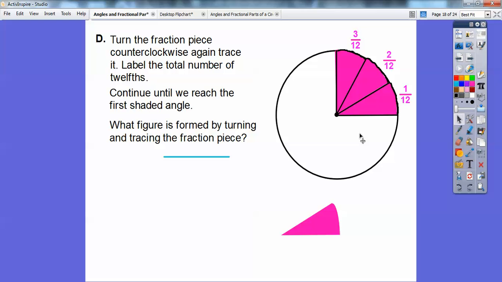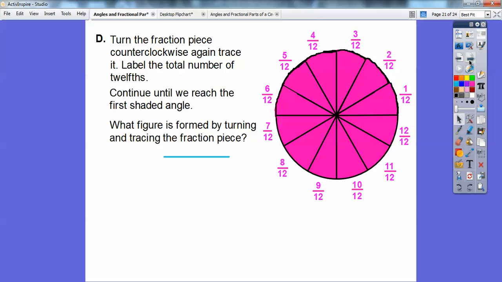All right, so it's asking us what figure is formed by turning and tracing the fractional piece? Well, it's going to make a whole circle here. We'll find out. So here I traced it again. There's 4/12. There's 5/12. And now I'm just going to do the rest of the circle right there. There's 6/12, 7/12, 8/12, 9/12, 10/12. Here's 11/12. Here's 12/12. 12/12 gave us one entire circle right there. So what figure is formed by doing all of that? A circle is formed right there, okay?